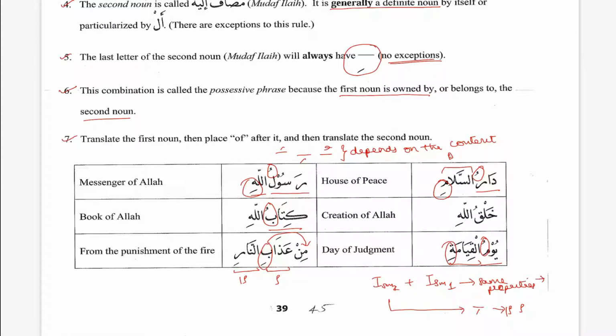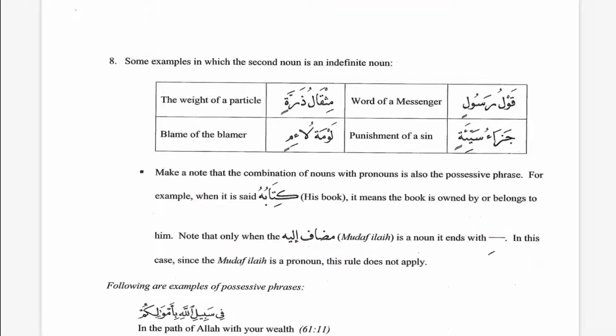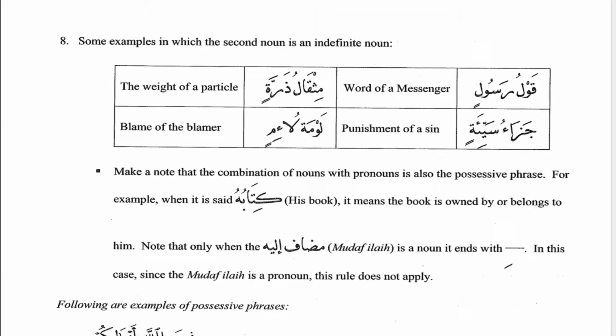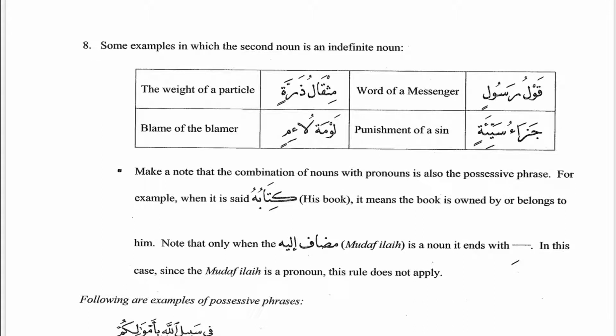So when you see two nouns together, if everything is the same, sifat mawsuf. Try to interpret and translate it like that. If they do not have the same properties, but the second noun, the following noun, has a kasra, it is likely to be mudaf mudaf ilaih. So this is the whole point. Here we have some examples in which the second noun is indefinite. Let's take the first one. Qawlu rasulin, the word of a messenger.